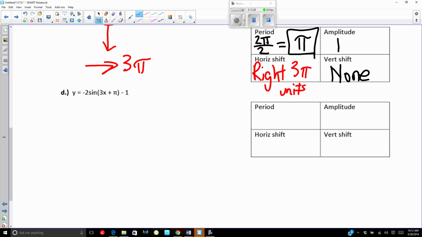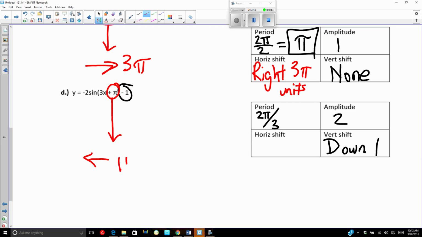All right, and then finally D. D, the amplitude is 2. Period is 2 pi divided by 3. Vertical shift is down 1. Horizontal shift, we see a positive, so we're going to shift left pi units.